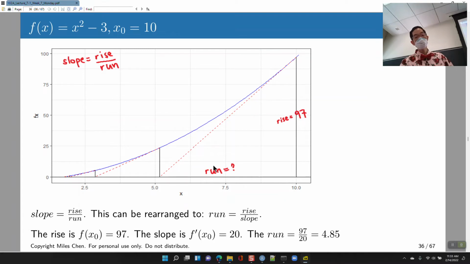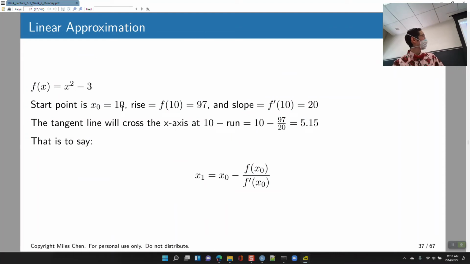So this length here is 4.85, which is basically f of x0 divided by f prime of x0, 97 divided by 20, 4.85, and then I'm going to just take x0 minus this length. That's how we get 5.15. So my starting point is 10, f at 10 is 97, the slope at 10 is 20, and so the next location is going to be 10 minus 97 over 20, 5.15. That is to say the next value, x1, is x0 minus f of x0 divided by f prime at x0.